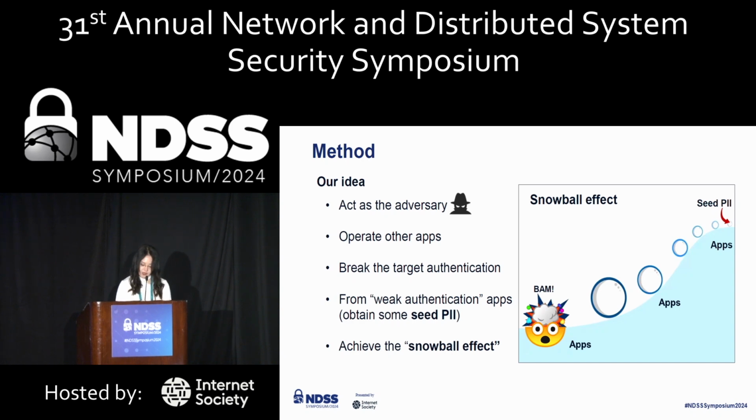In order to study the potential risk when users use multiple apps simultaneously, our idea is to act as an adversary who only knows inadequate authentication factors of the victim to operate other apps for breaking the target authentication. Mallory starts with a set of weak authentication apps to obtain some seed PII, and then uses the seed PII to achieve the snowball effect until he cannot obtain additional PII or has tried all the potential apps. Our approach is building a state machine model that describes an adversary who simultaneously operates hundreds of apps, and using model checking to find attack paths that gain additional authentication factors or find vulnerable cross-app authorizations towards breaking the target PaFA.